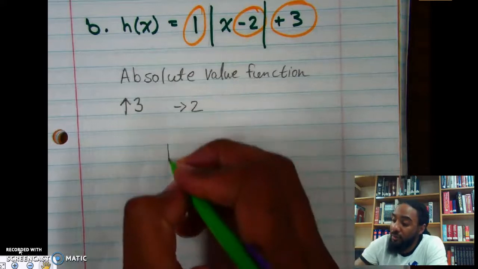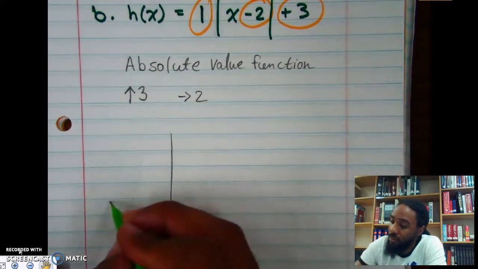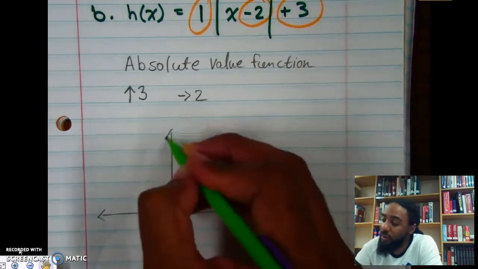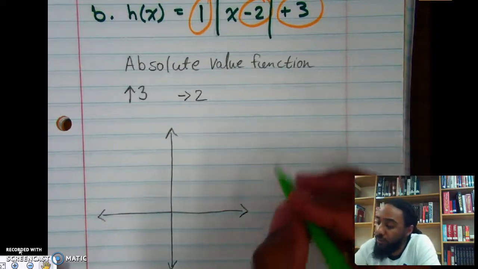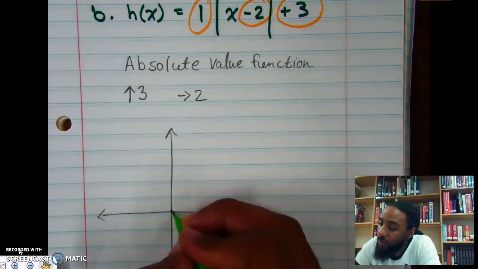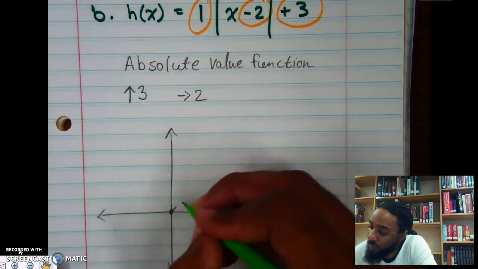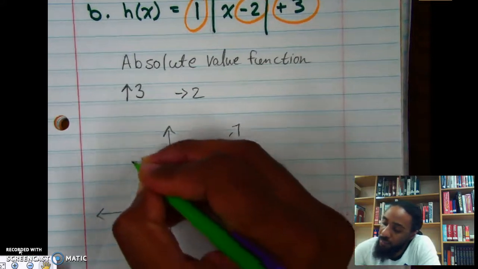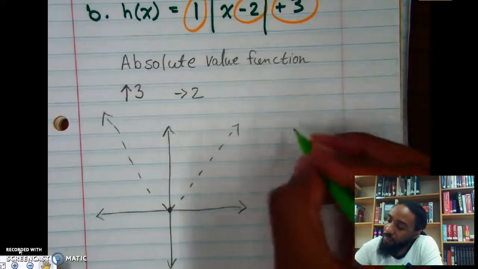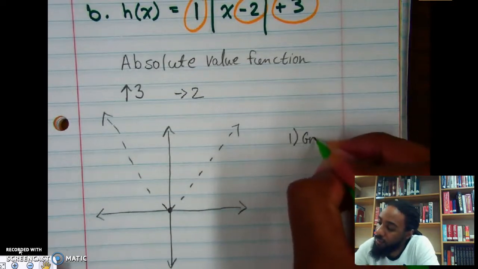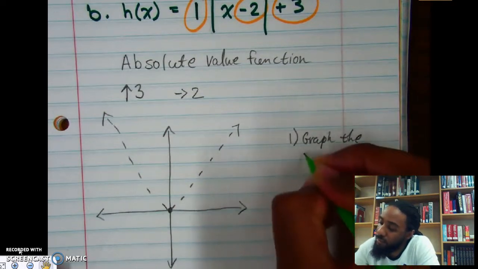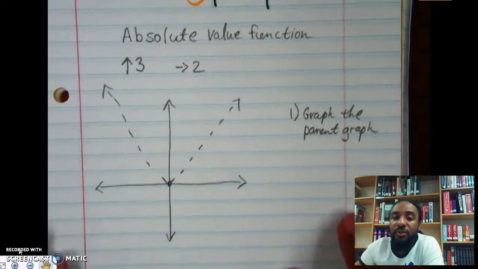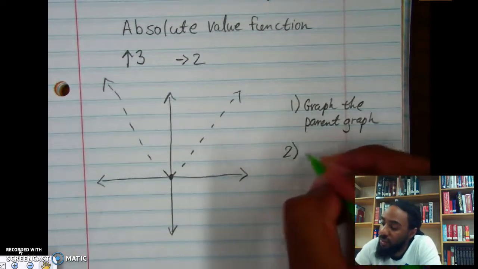And now just graph it out. Do your graph and do your dance, because you are finished. Bam, bam, finished. All right, so parent graph first off. Okay, so that was the first thing we did. Then we make our transformations.